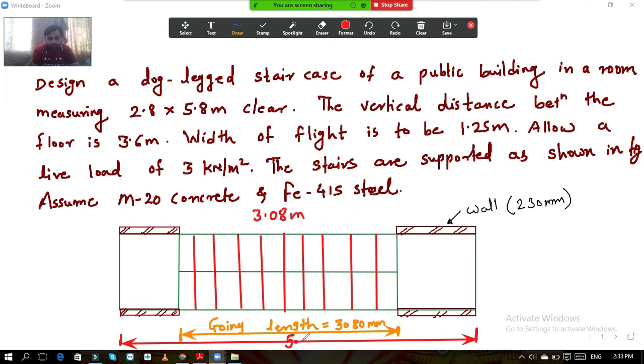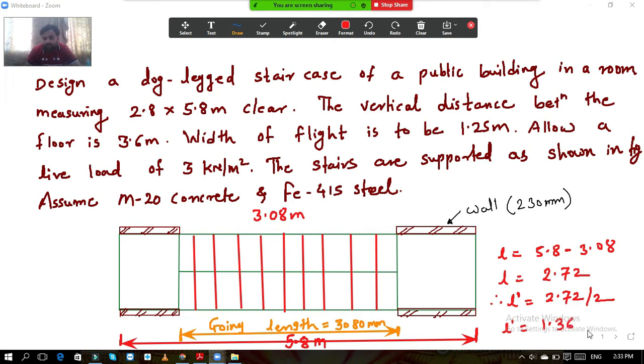This total length is 5.8 meter. So what length remains? It is 5.8 minus 3.08, which is equal to 2.72. So this 2.72 length is divided into two groups. Therefore L dash is 2.72 divided by 2, so we will get the answer as 1.36.